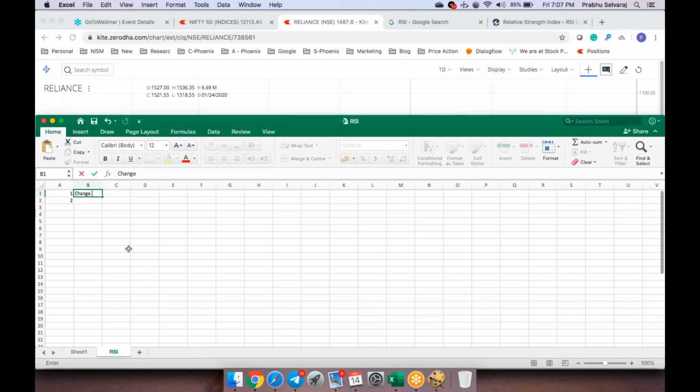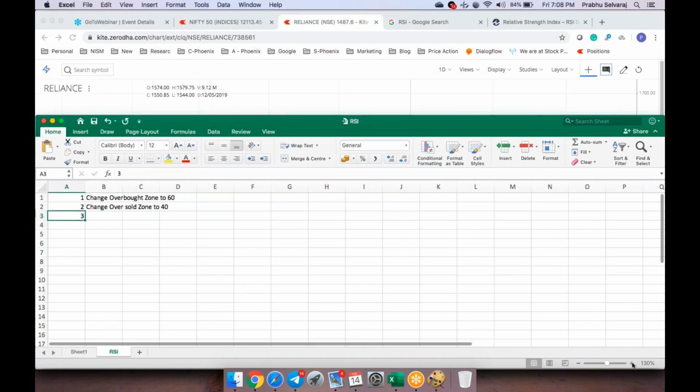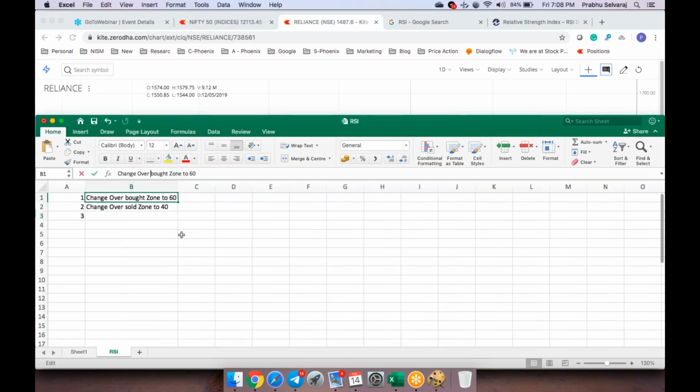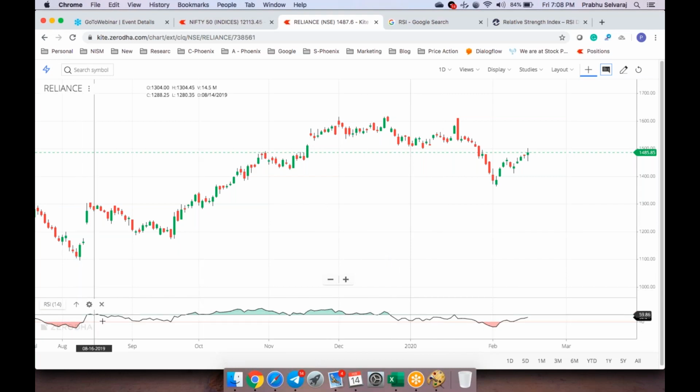Change overbought zone to 60, change oversold zone to 40. Okay, change overbought to 60 and oversold to 40. So now this overbought zone and oversold zone, we have changed in our system. It has started plotting in our terminal. Now the line is the RSI line. The current RSI value is 52.21. Anything above 60 will show in green color, below 40 it will show in red color.